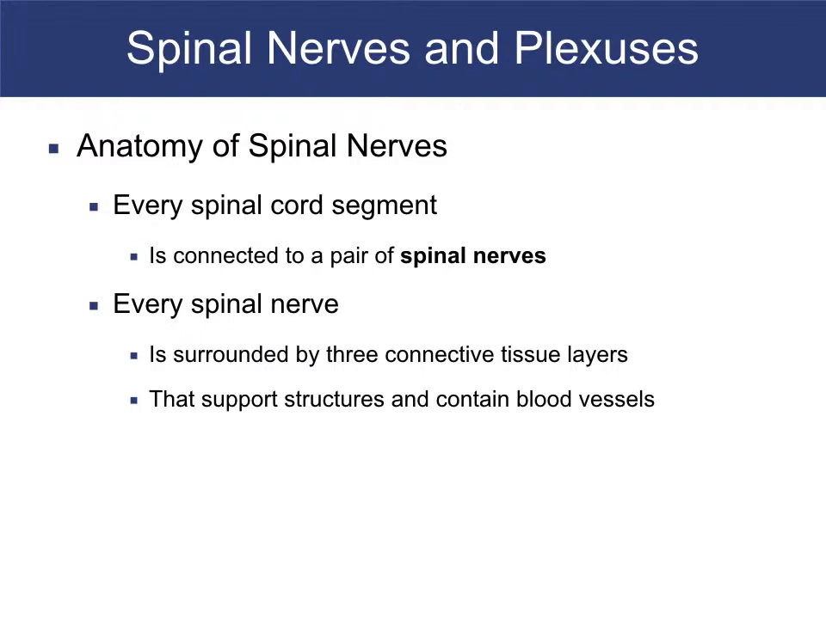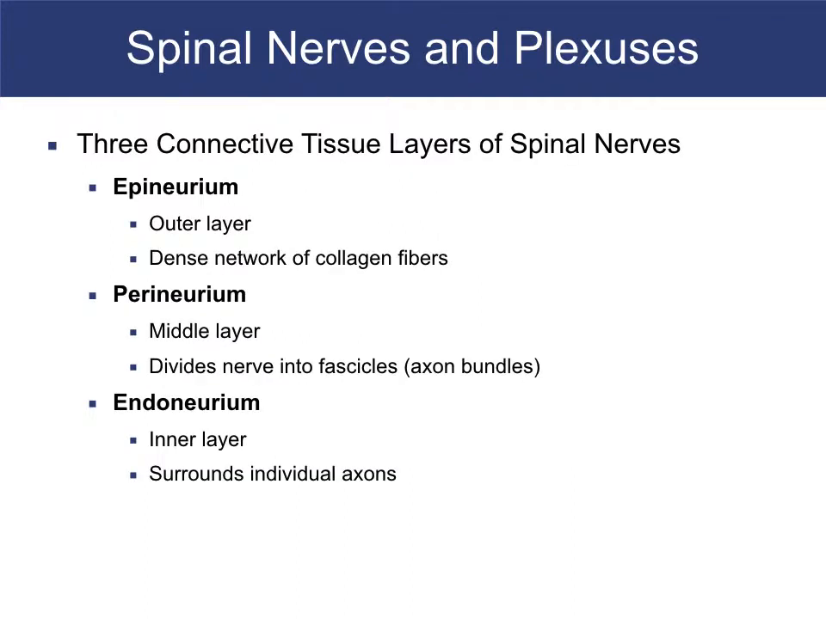Each spinal nerve is surrounded by three connective tissue layers. You remember those? Endoneurium, perineurium, and epineurium, outside is epineurium. Okay, good. Oh, there they are. Wow.